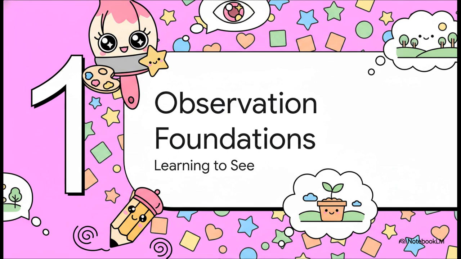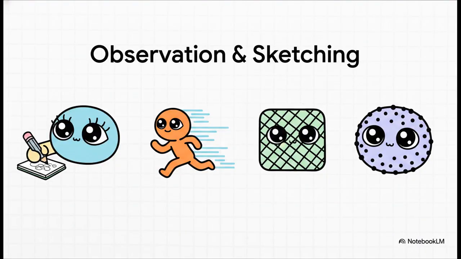All right, starting right at the beginning. Section 1, Foundations of Observation. Because, look, before you ever pick up a brush, before you even worry about making a good picture, you just have to learn how to see. Our document outlines 4 foundational observation and sketching techniques. It kicks off with blind contour and gesture drawing, which are methods designed entirely to train your eye and your hand to work together.